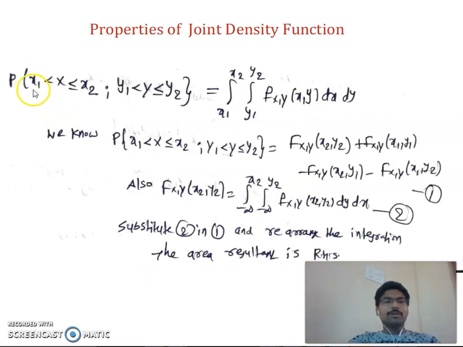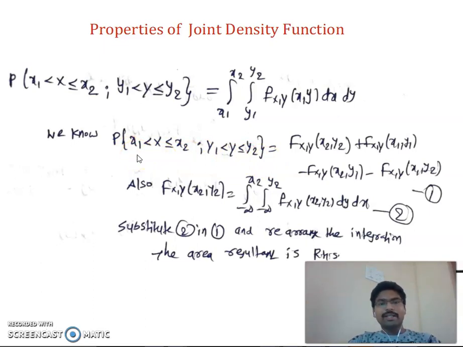Similarly, for other properties, the probability of x1 less than x less than or equal to x2, y1 less than y less than or equal to y2 is obtained by calculating the area under the limits x1, x2, y1, y2 for the joint density function. The proof for this one is obtained by this: we know this property from the joint distribution function.